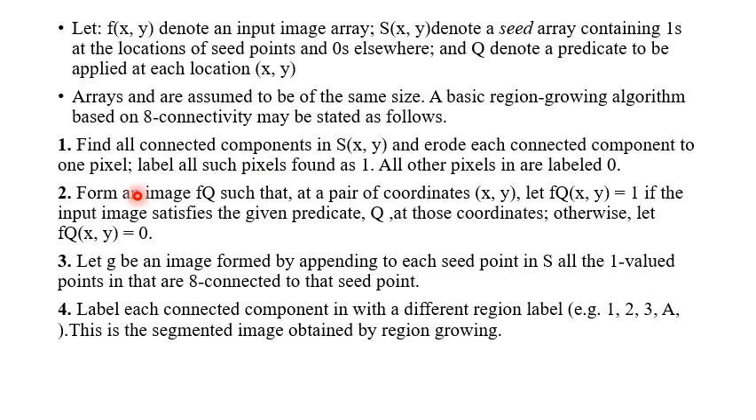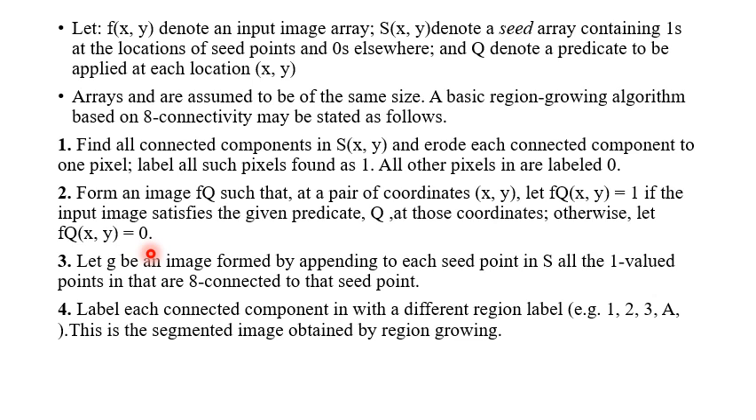Then I form an image named fQ such that at a pair of coordinates x, y, f_Q(x, y) is equal to 1 if the input image satisfies the given predicate at those coordinates. Otherwise, f_Q(x, y) is 0. Okay, so what did we do?